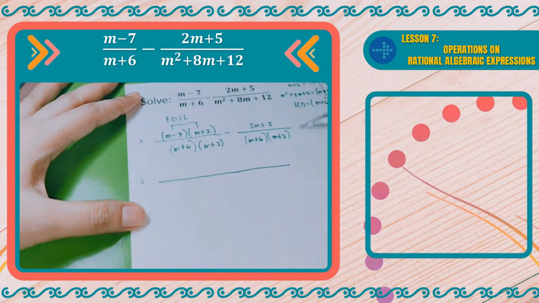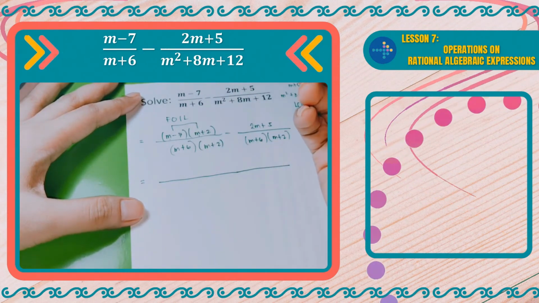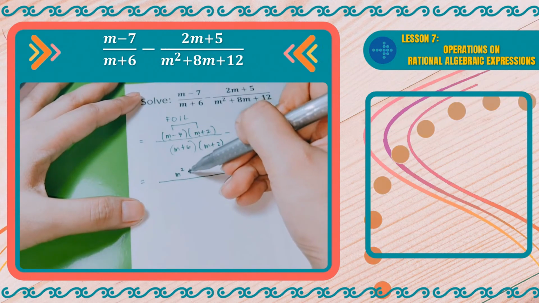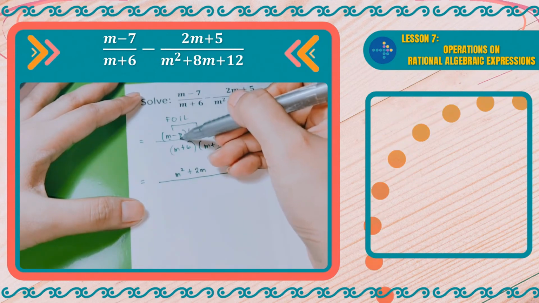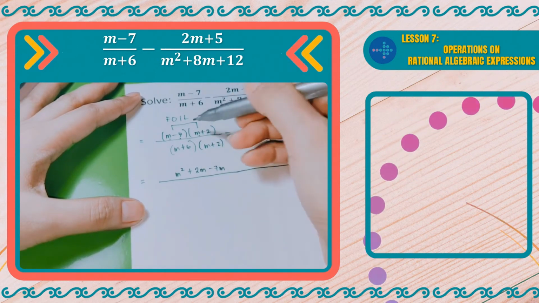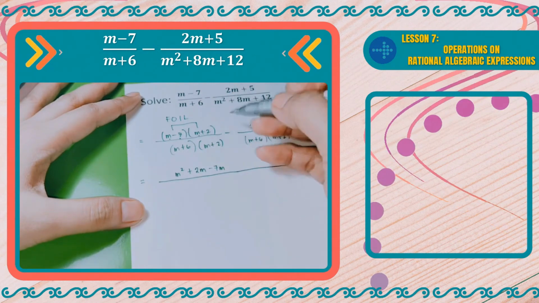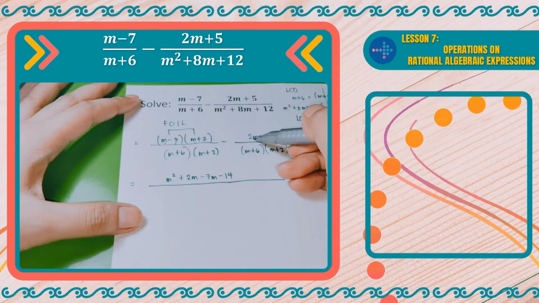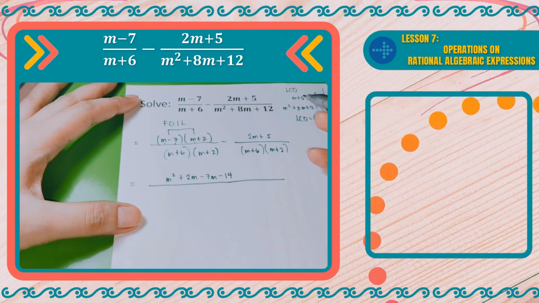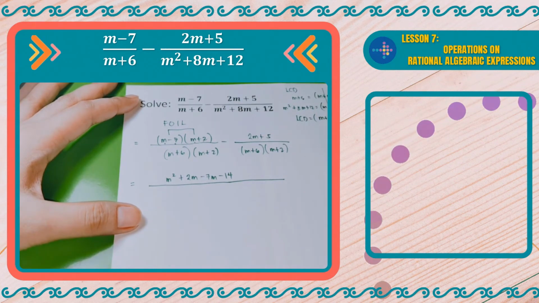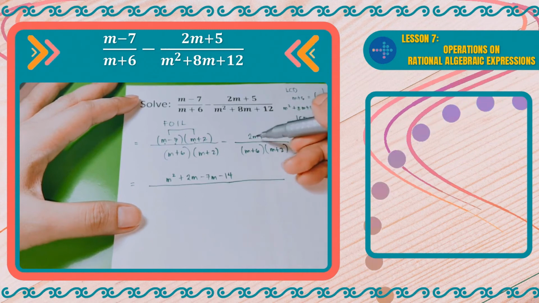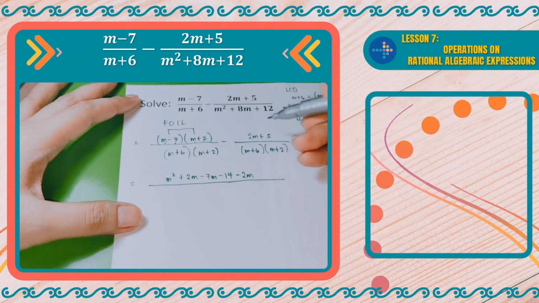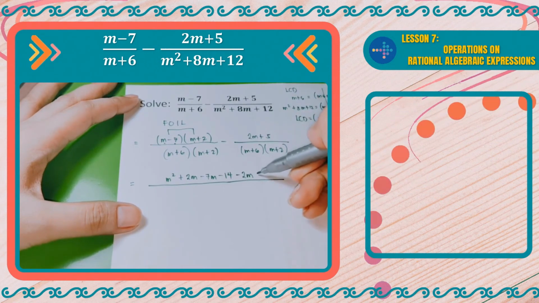So, si m times m for the first terms, so m squared. Outer terms m and positive 2 is positive 2m. Inner terms negative 7 and m is negative 7m. Then last terms negative 7 and positive 2 is negative 14. And we need to subtract the polynomial 2m plus 5. So when we subtract polynomials, we add the opposite terms of the given polynomial. So ano yung opposite term ng 2m? So negative 2m. Ano yung opposite ng positive 5? So negative 5.